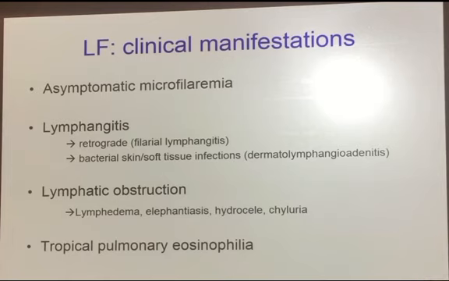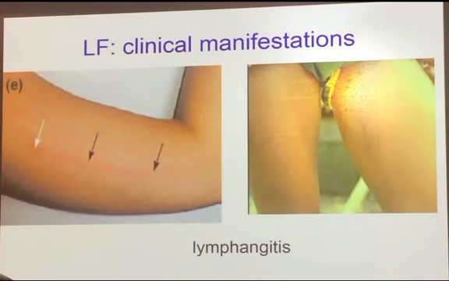What's the disease? Well, the disease is lymphangitis, or including filarial fevers, and I'm going to talk about those in detail, and lymphatic obstruction. Those are the main diseases. And then this syndrome called tropical pulmonary eosinophilia, which I'll mention because it's testable, but it's really rare. So what are the clinical manifestations?